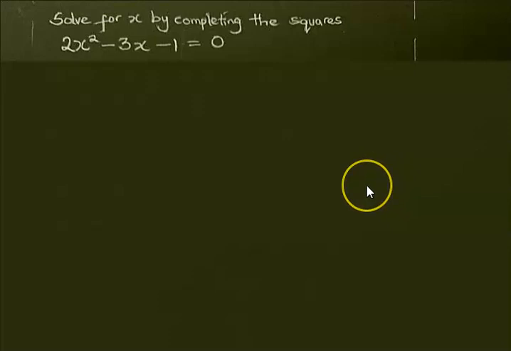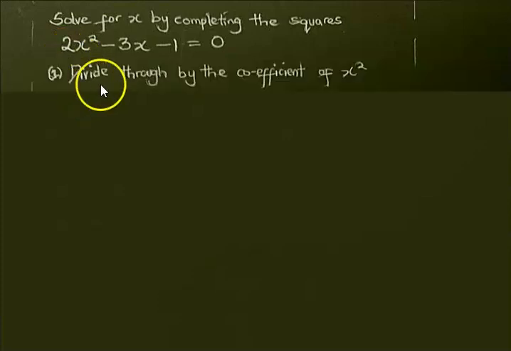Hi guys, so this is the second video where I am explaining the step-by-step process of solving for x in a quadratic equation using the completing the squares method. If you are given an equation where the coefficient of x squared is not equal to 1, here we've got it to be 2, the next thing you should think of is to divide through by the coefficient of x squared.